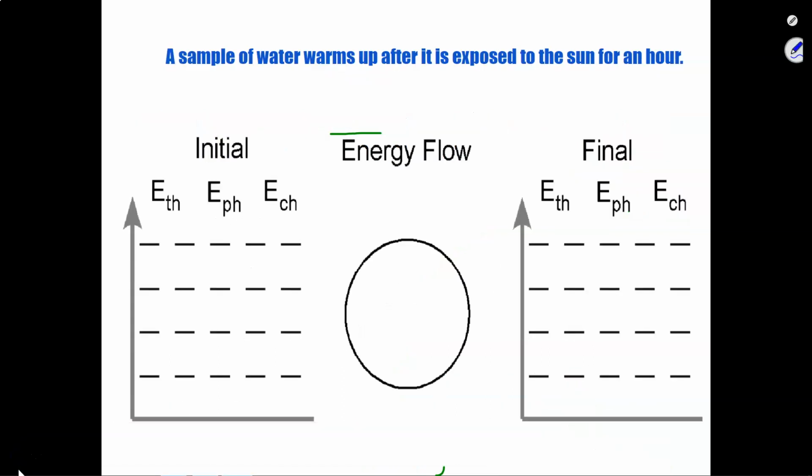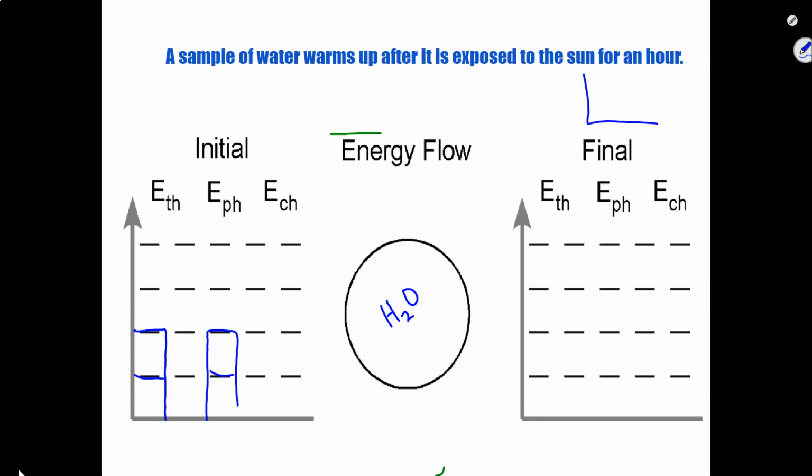So this would be my third example. A sample of water warms up after it is exposed to the sun for an hour. So we'll say the sample is at like room temperature. So my system is going to be my water. And I'm going to just identify it as being room temp and 2 bars per phase. So it's just going to be warmed up. So if I did a temperature versus time graph here, all this is warming, so it's just going to be an increase in temperature. So I'm going to say it's going to warm up this much, and it's still a liquid.